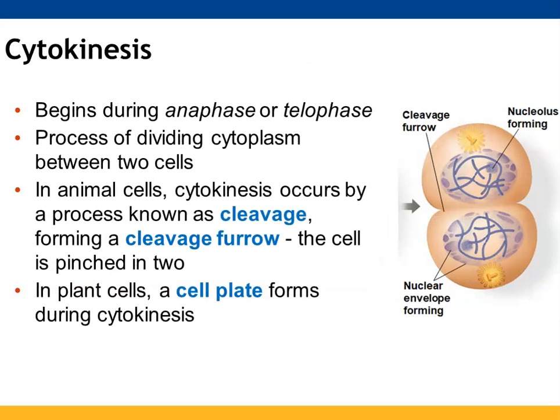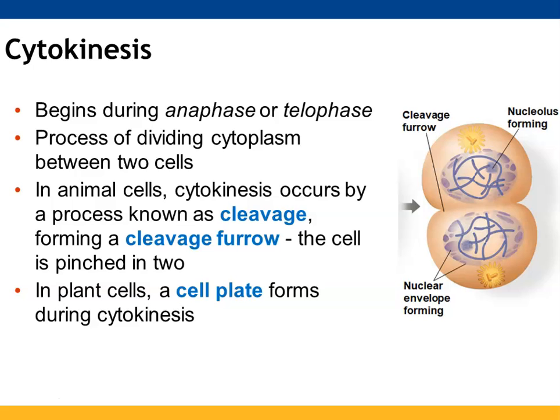So again, I said cytokinesis is going to happen partly in anaphase, but also in telophase. It's going to be when your cytoplasm divides. It's going to be really hard to divide your cytoplasm evenly, but the goal is to get each cell the resources it needs to be able to survive and thrive.